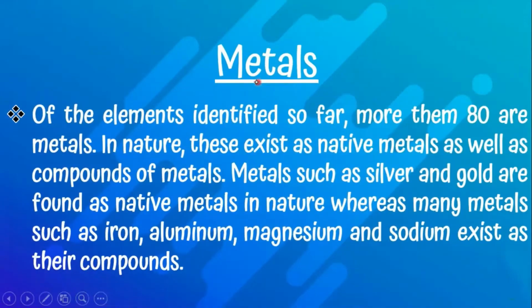So let's discuss about metals first. Of the elements identified so far, more than 80 are metals. In nature, these exist as native metals as well as compounds of metals. Metals such as silver and gold are found as native metals in nature, whereas many metals such as iron, aluminium, magnesium and sodium exist as their compounds. Silver and gold are native metals and iron, aluminium, magnesium, sodium are examples for compounds.